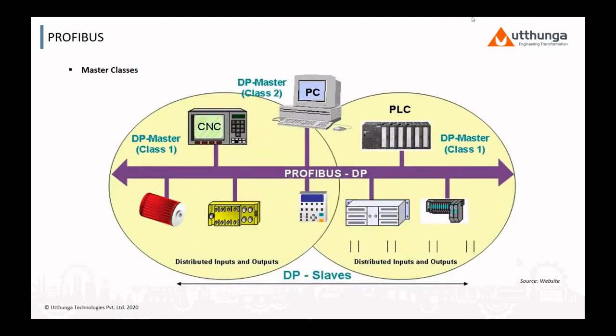If you go to the different types of masters, we have master class 1 and master class 2. Master class 1 is basically your PLC, which does the cyclic communication. Cyclic communication means the PLC has an internal cycle, and in this internal cycle it communicates to the attached nodes. Master class 2 is your PC or any diagnostic device where you do parameterization or diagnostic activities, or if you want to configure some of the new nodes, we use master class 2. These are the two types of master in the PROFIBUS network.